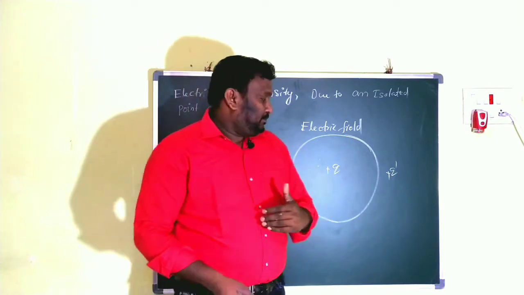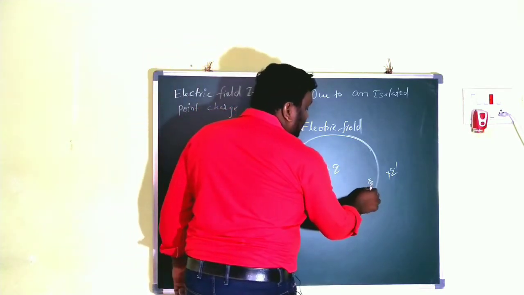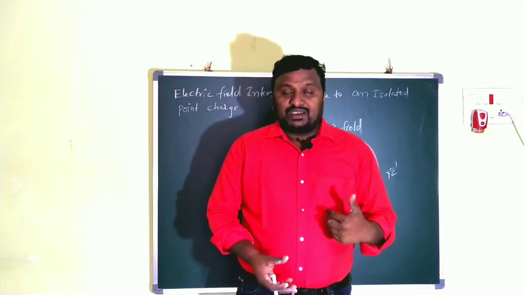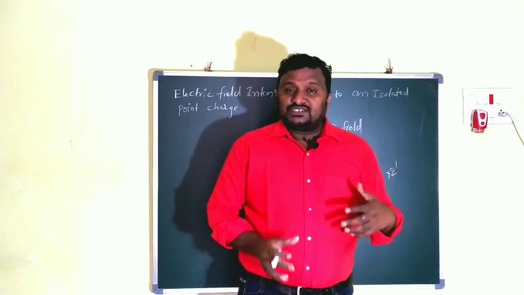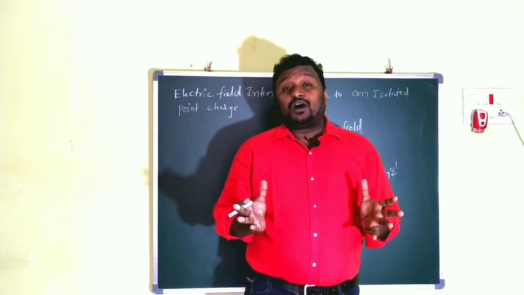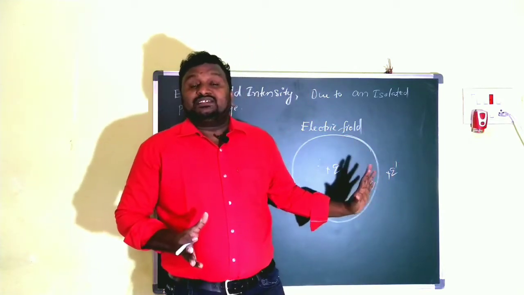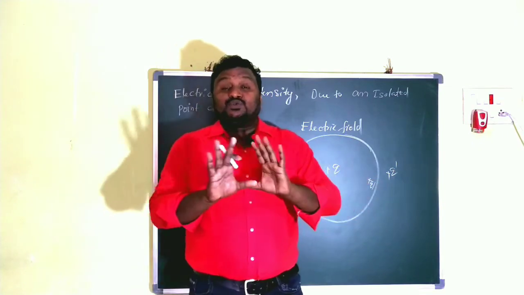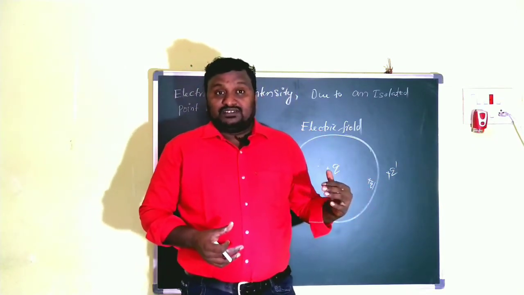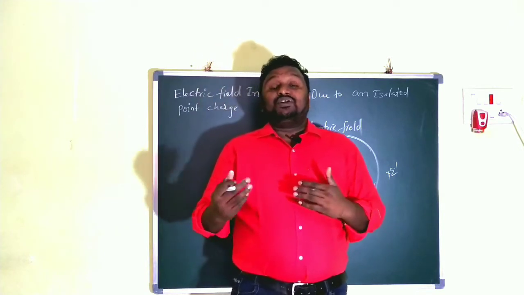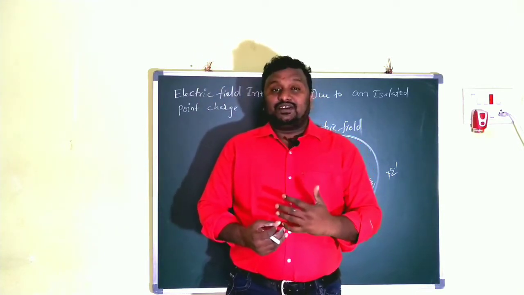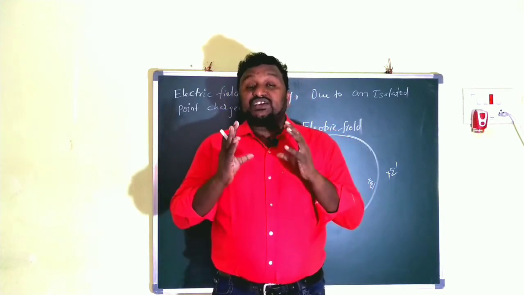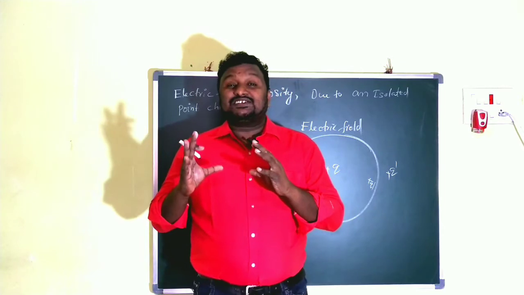But if you keep the same charge here, it will be repulsed. If you take a negative charge, it will be attracted. That means within this boundary only, this charge will affect another. Out of the boundary there is no effect of the plus q. This is called the field concept, nothing but the electric field. Simply, the space around the charge which is in its influence is called electric field.